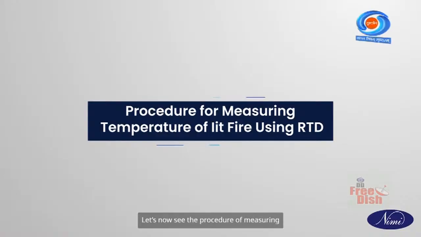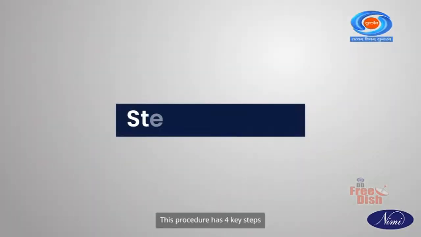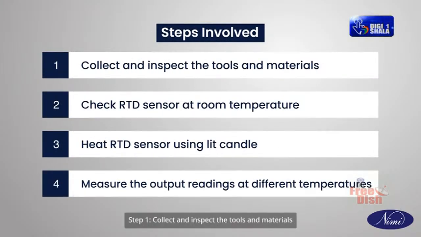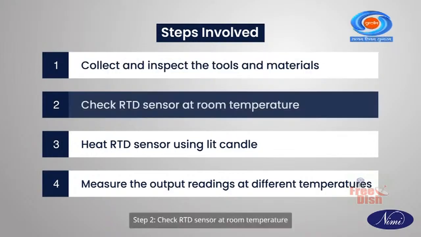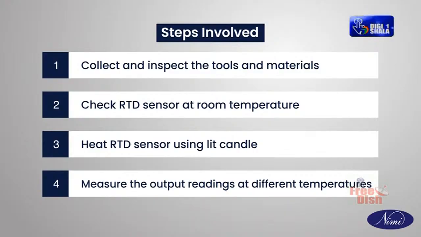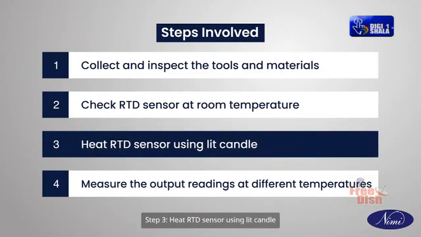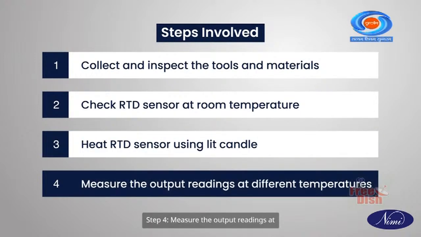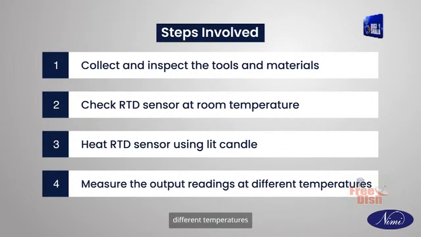Let's now see the procedure of measuring temperature of lit fire using RTD. This procedure has 4 key steps. Step 1. Collect and inspect the tools and materials. Step 2. Check RTD sensor at room temperature. Step 3. Heat RTD sensor using lit candle. Step 4. Measure the output readings at different temperatures. Let's look at each step in detail.